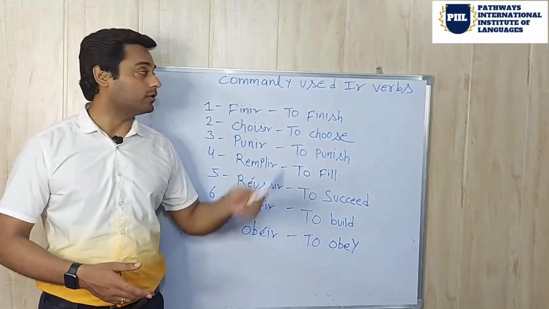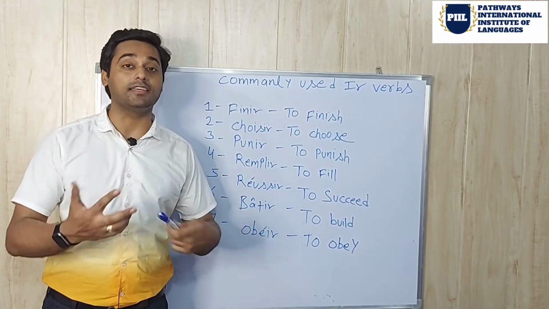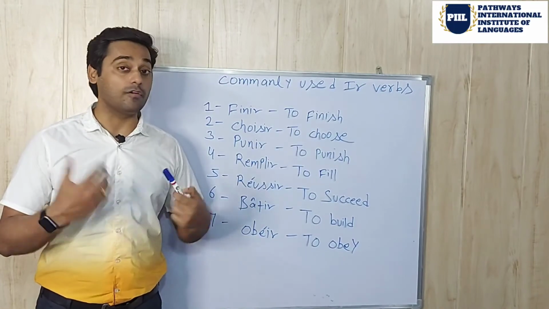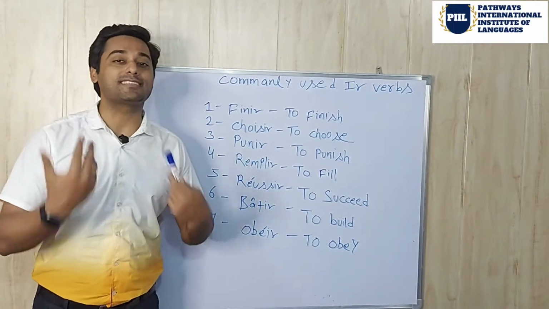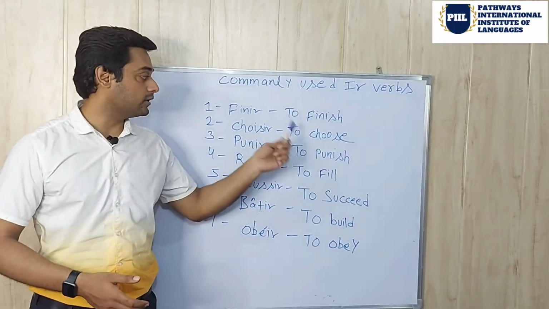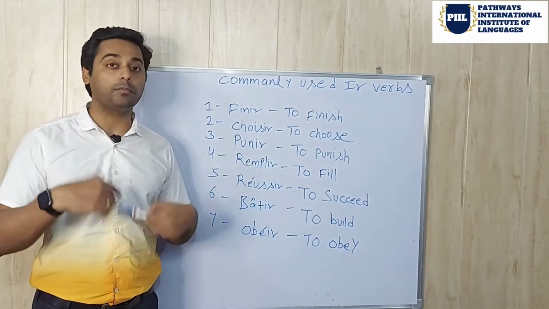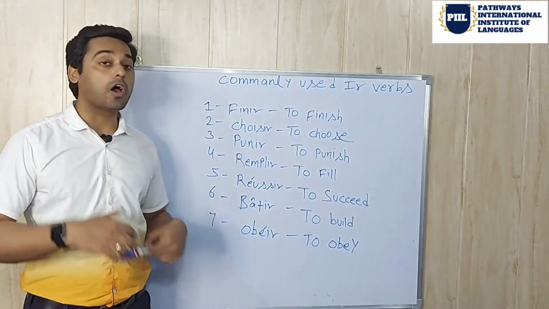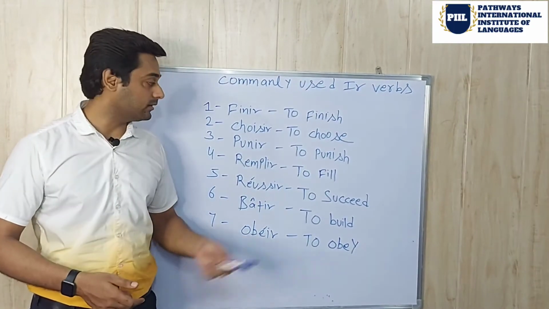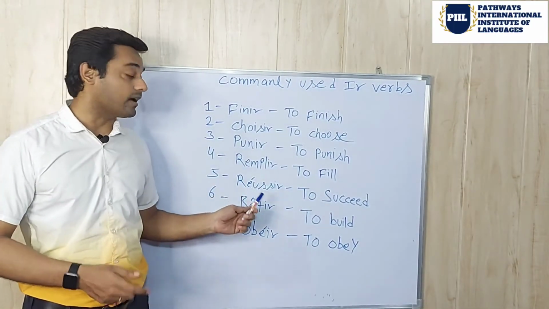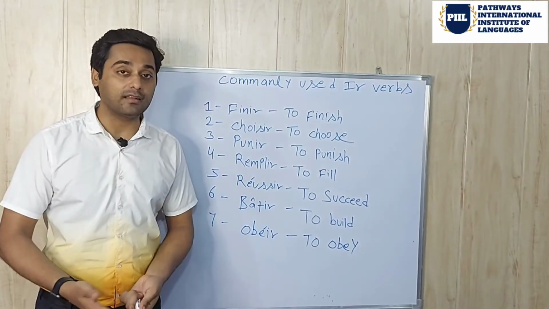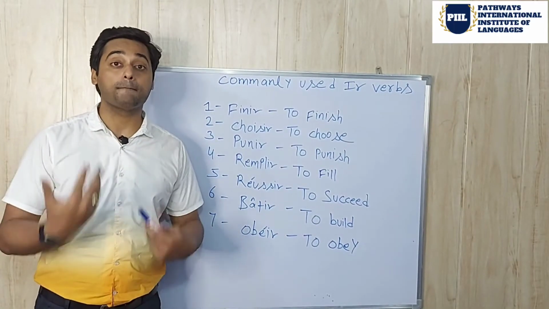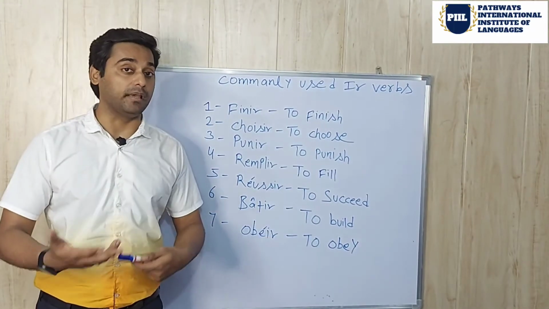Now let's learn some commonly used IR verbs in French. Let's start with finir, to finish. Then choisir, to choose. Then punir, to punish. Then remplir, to fill. Then réussir, to succeed. And then bâtir, to build.